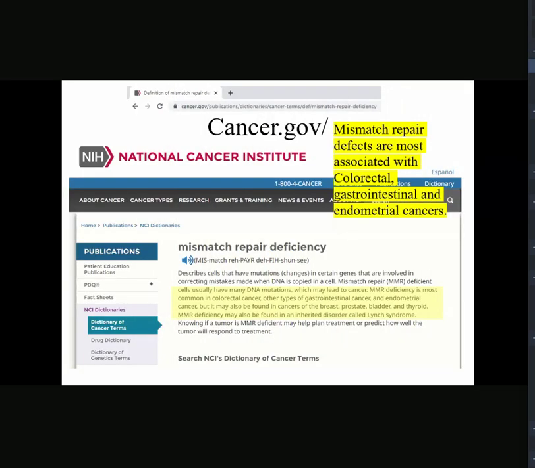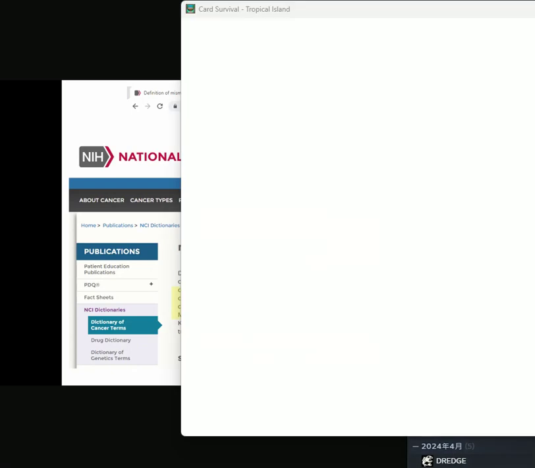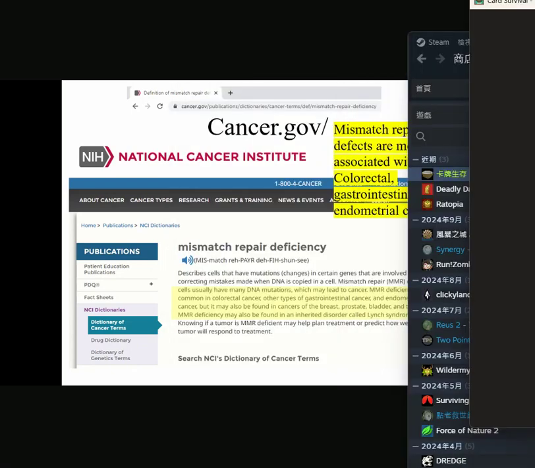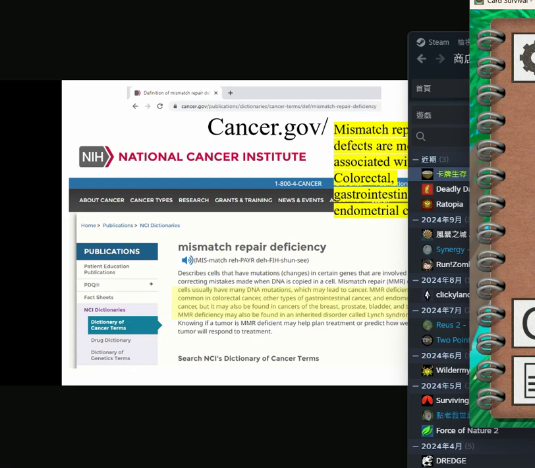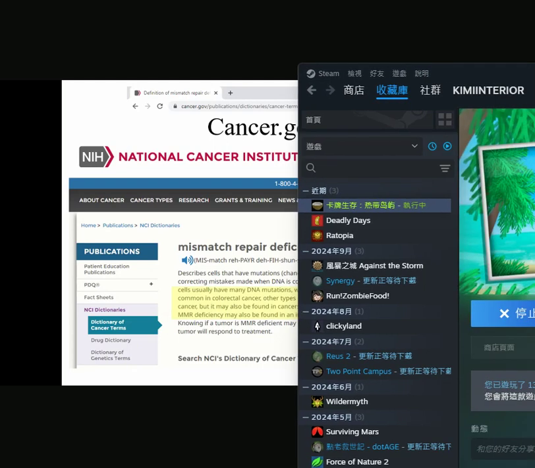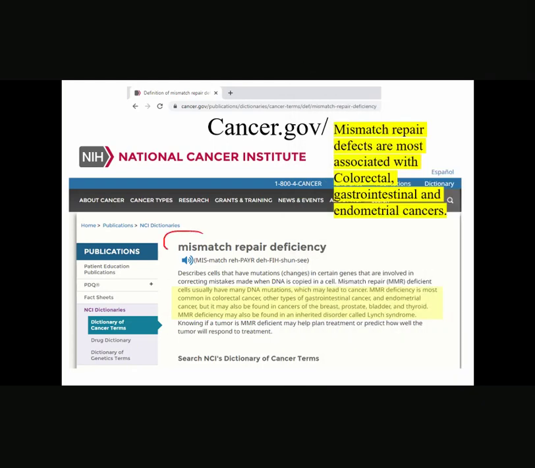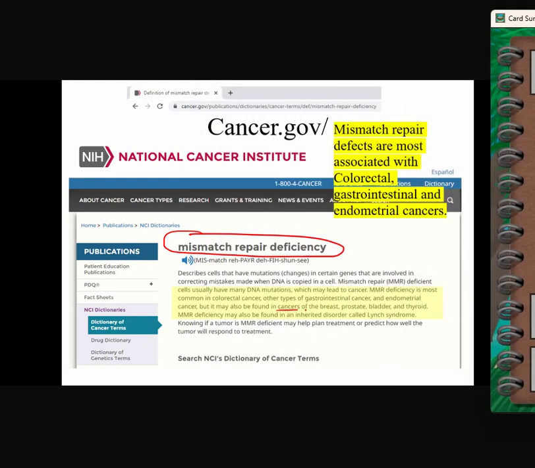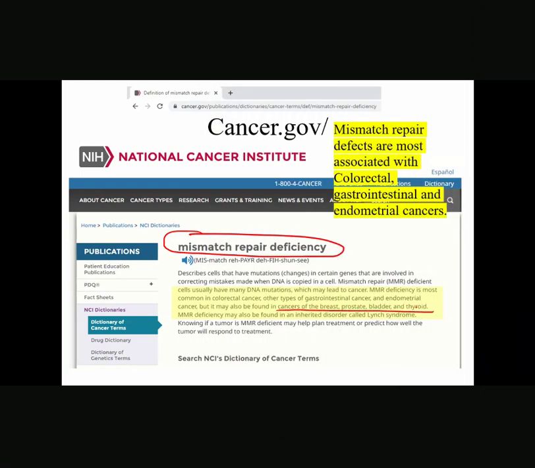This is off the NIH site, the National Institutes of Health, the Cancer Institute site, describing methyl mismatch repair defects in humans. So the methyl mismatch repair deficiencies are most associated with things such as breast, prostate, bladder, thyroid cancers. And there's another one which we call Lynch syndrome.